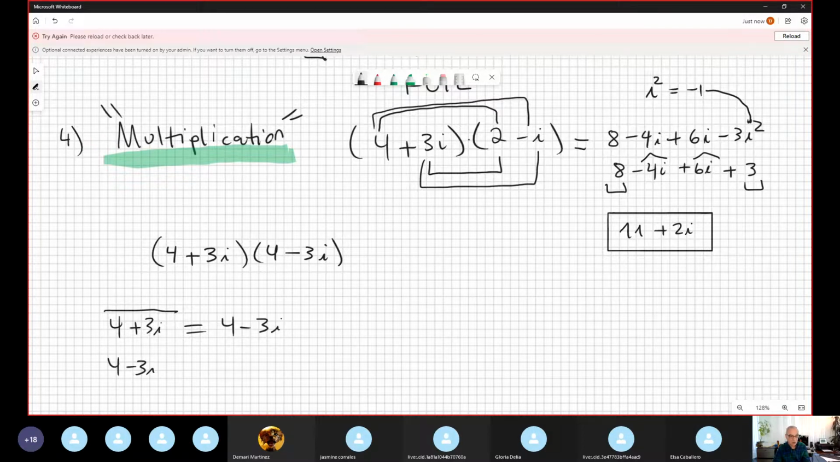4 minus 3i, conjugate 4 plus 3i, because the action of this hat, of this conjugate, is to change the sign of the imaginary part. But now we are doing the multiplication, in this example, of two complex numbers that are conjugates of each other.